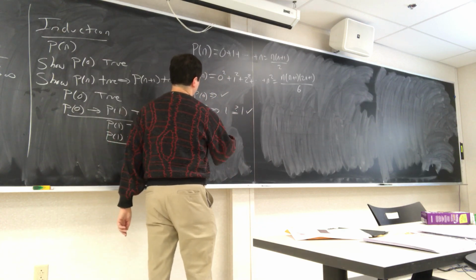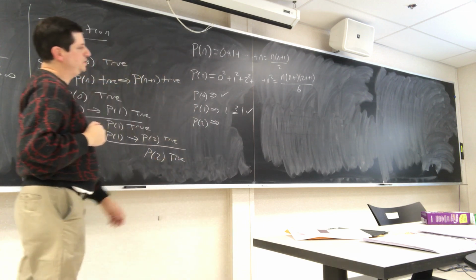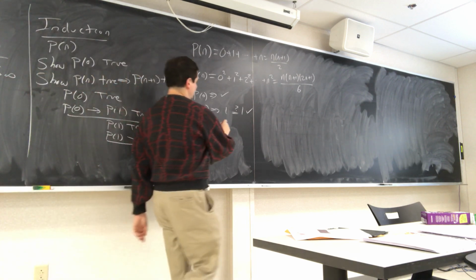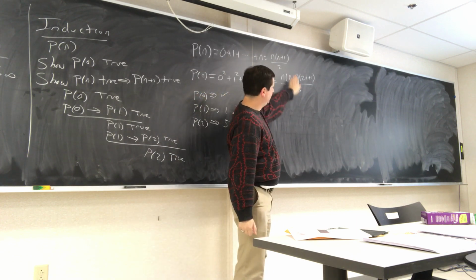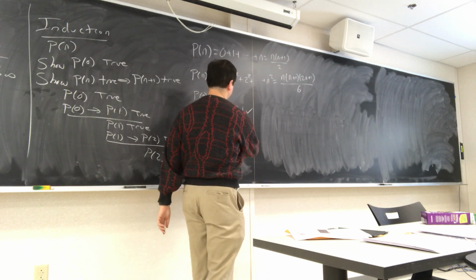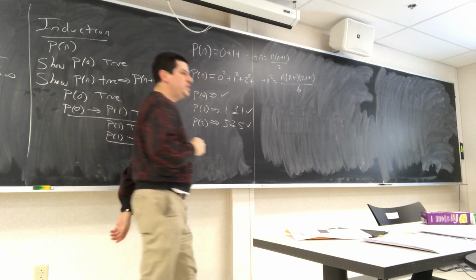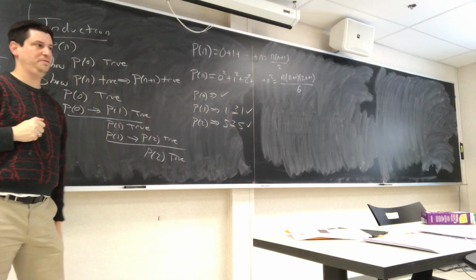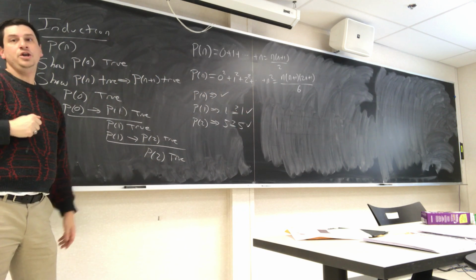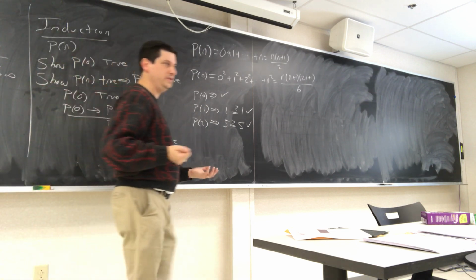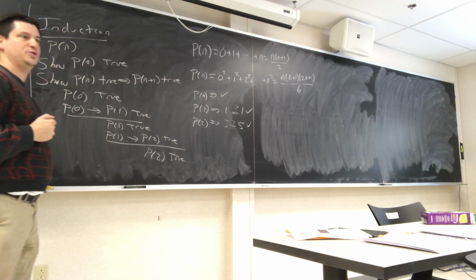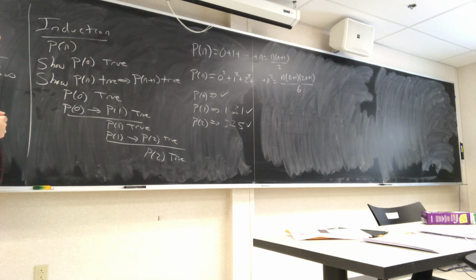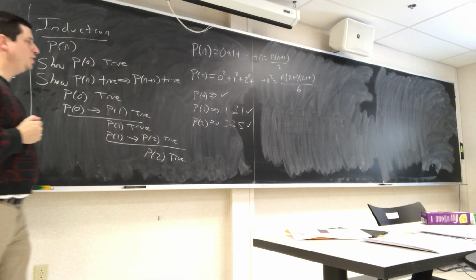Let's check 2. 1 squared plus 2 squared is 5. Does that equal 2 times 3 times 5 over 6? That cancels that. Perfect. It equals 5. Should we continue checking? You could check a few more just in case you're worried. We'll assume that we checked a few more and they all seem to work. So at this point, we're getting pretty confident that we have the right formula. And now we want to prove it by induction.